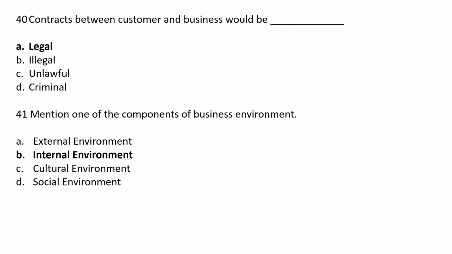Contract between customer and business would be option A legal, option B illegal, option C unlawful, option D criminal. The correct answer is option A legal. Contract between customer and business would be legal.